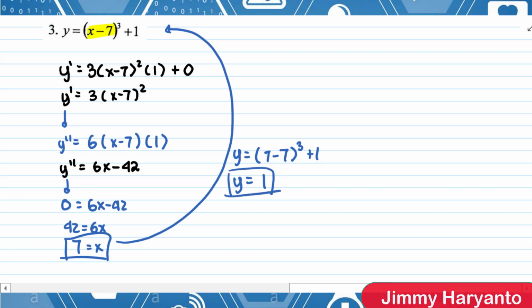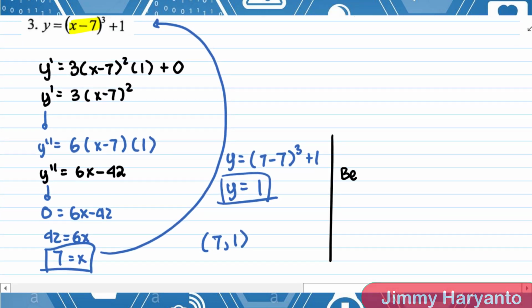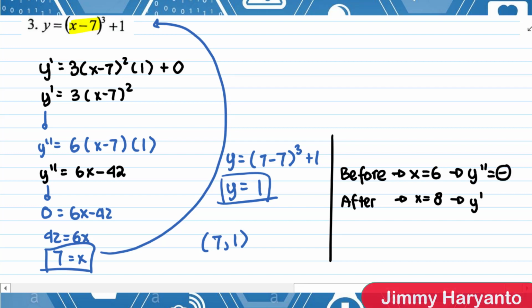From this calculation, you already have (7,1) as the point, but we still don't know whether the point is an inflection point or not. To check it, like usual, we have to use the before and after method. Before, that means I will take x equals 6, and for the after, I will take x equals 8. For x equals 6, the value of y double accent will be negative, and for x equals 8, the value of y double accent will be positive. There is a change of sign, so I can tell that this one is an inflection point.